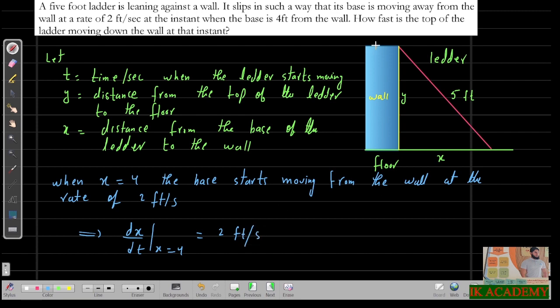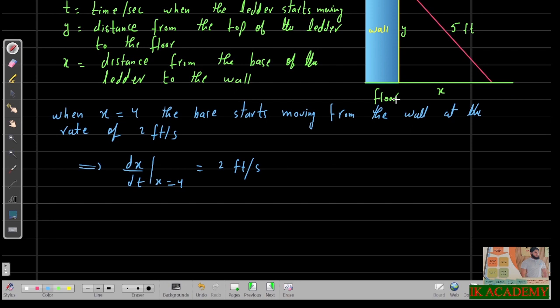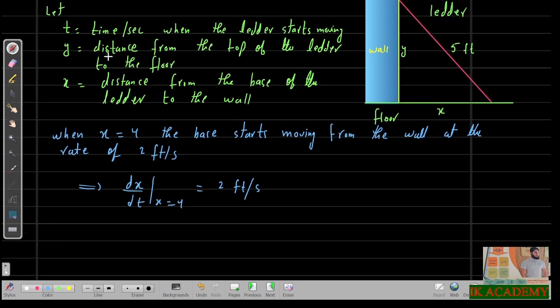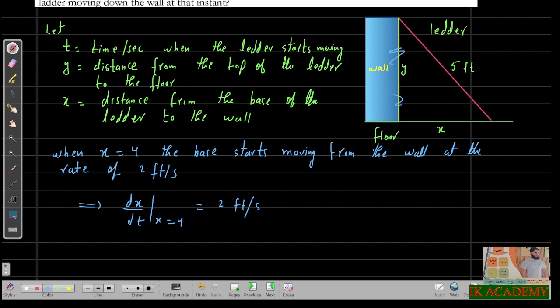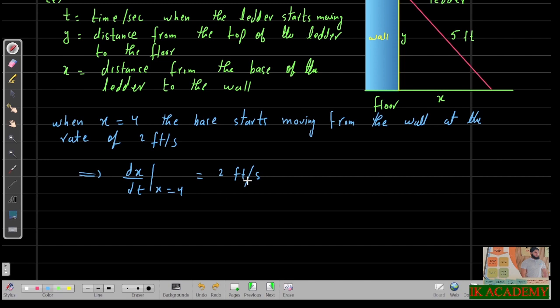And what are we going to find? How fast is the top of the ladder moving down the wall at that instant? It means we need to find the rate of change of the distance from the top of the ladder to the floor, this distance. We need to find dy by dt with respect to time when x is equal to 4.